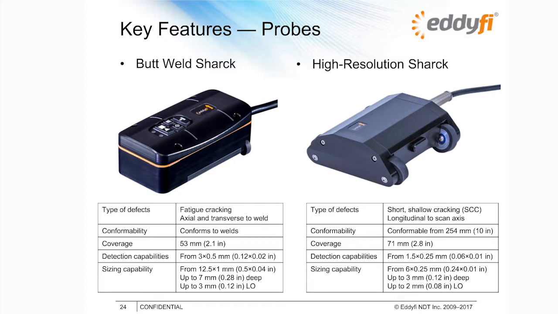So in this case, we can always only look for actual cracking in the scan direction, but we can conform the surface, the active surface of the probe for pipe from 10 inches up to flat. And the sizing capability is up to 3 millimeter deep for this probe, and they can cope with 2 millimeter of liftoff. The same compensation applies for both probes.